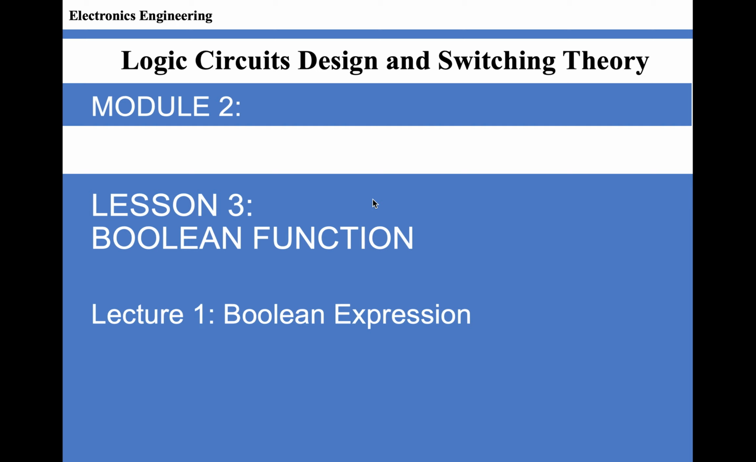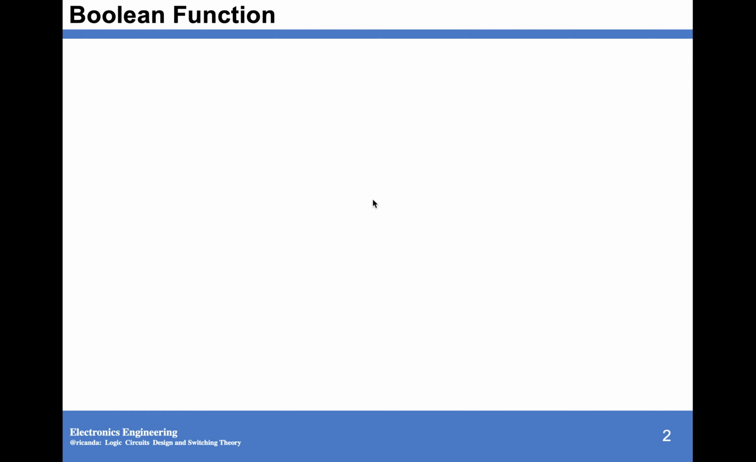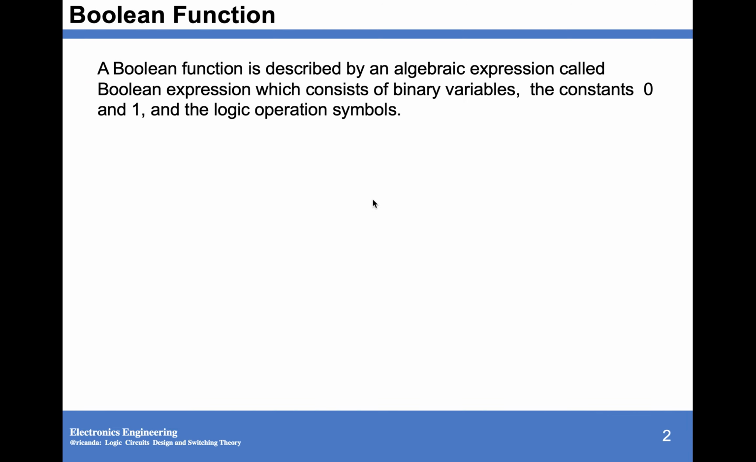So this is our lecture number 1, Boolean expression and Boolean function. A Boolean function is described by an algebraic expression called Boolean expression, which consists of binary variables, the constant 0 and constant 1, and the logic operation symbols. So this is what you call our function. It is a function of your variables A, B, C, and D.